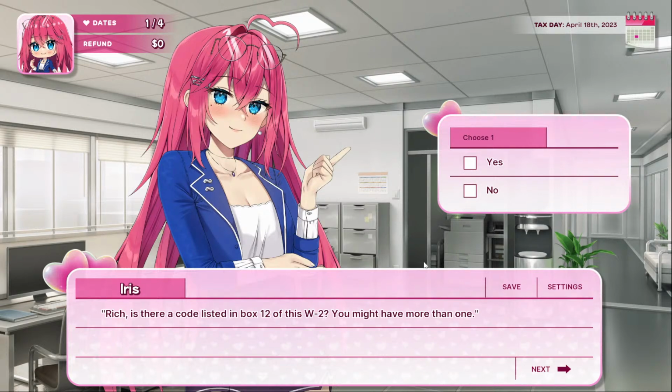Rich, is there a code listed in box 12 of this W2? You might have more than one. Okay, I actually gotta look. What is in box 12? Box 12 is the instructions for box 12. Where's the instructions for box 12?